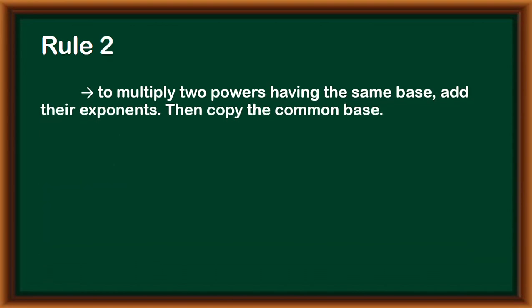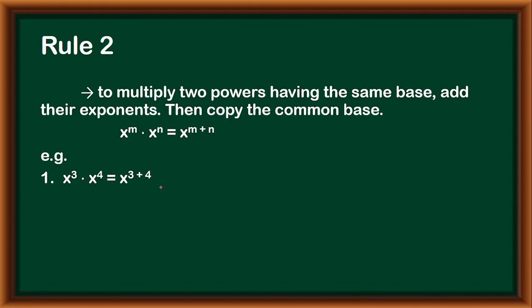So, rule number 2 naman, to multiply two powers having the same base, add their exponents. Okay? Then copy the common base. So, ganito lang siya. X raised to the m power times x raised to the n power is equal to x raised to the m plus n. Okay pa? So dito kung mapapansin niyo, nakasulat siya: x raised to the third power times x raised to the fourth power is equal to x raised to the third power plus 4. Okay?